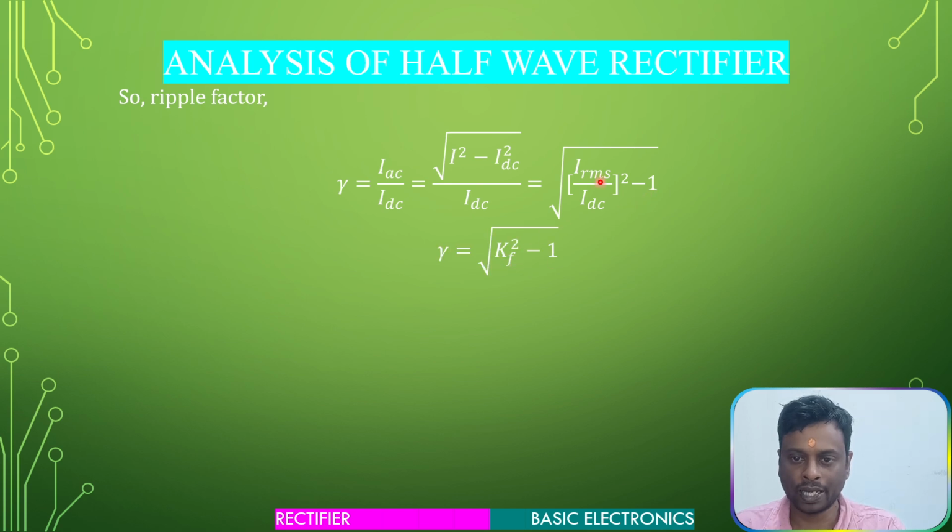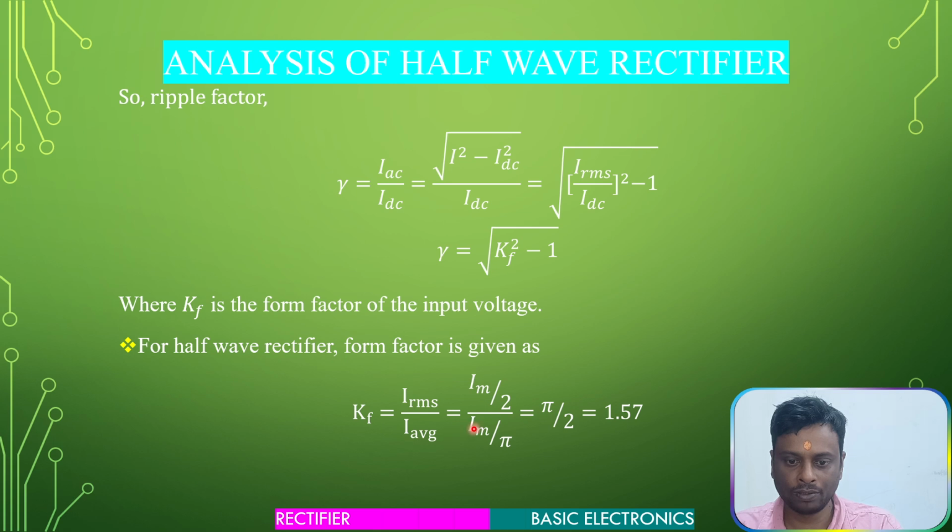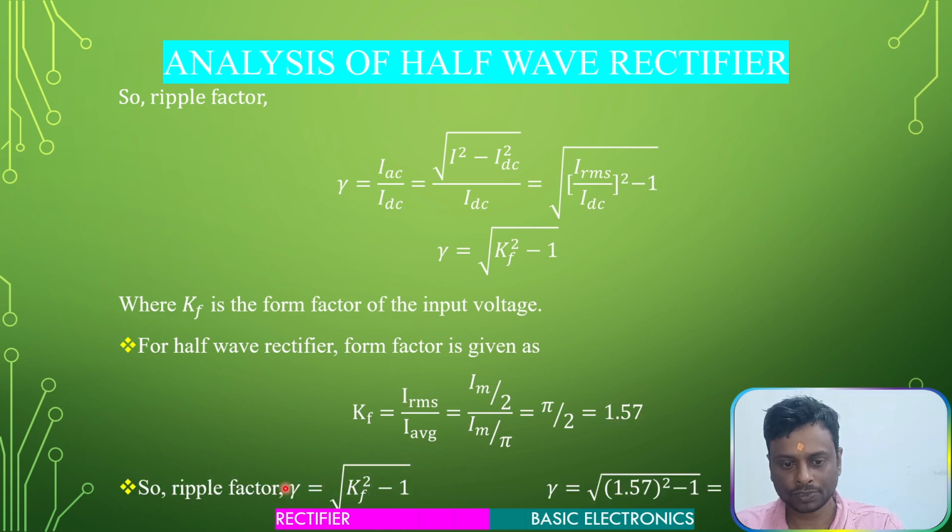So this is K. IRMS by IDC is the form factor. You can see that gamma is the ripple factor, so it will be the square root of form factor square minus 1. For a half wave rectifier, we know that Kf equals 1.57, which we have seen. So what will be the ripple factor? That will be the square root of 1.57 square minus 1, which we can get as 1.21. So this is our ripple factor for the half wave rectifier.